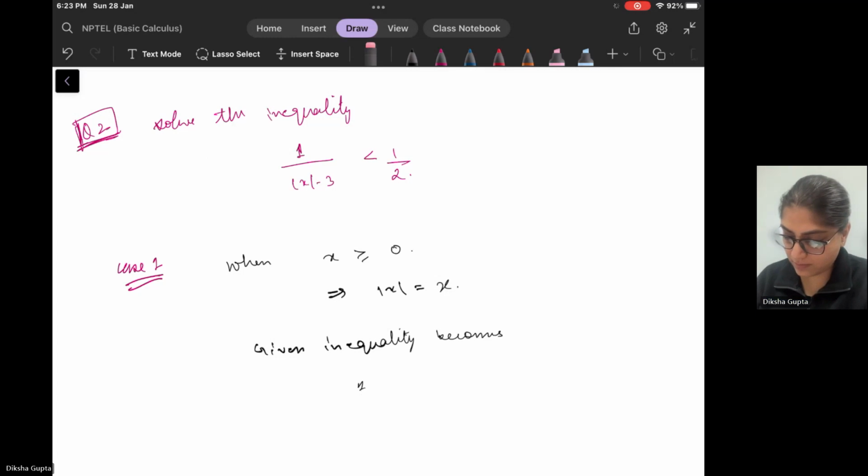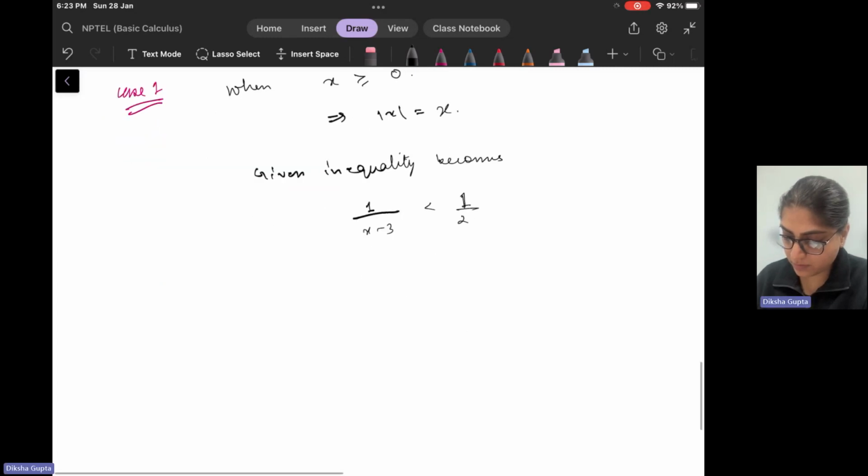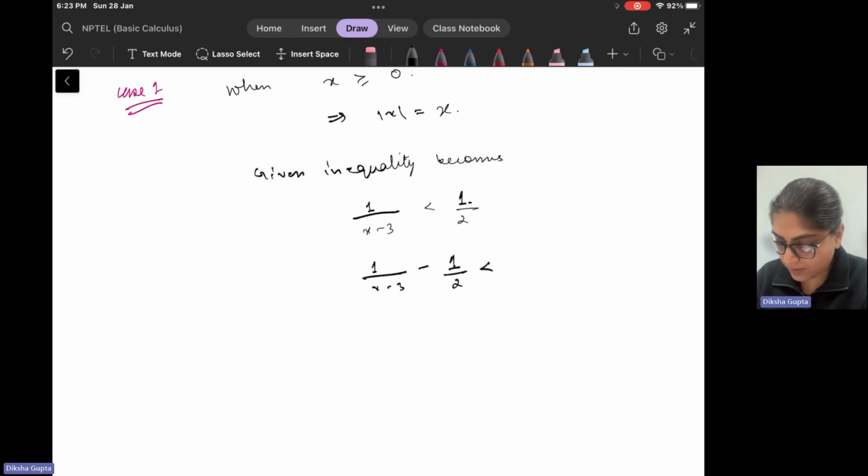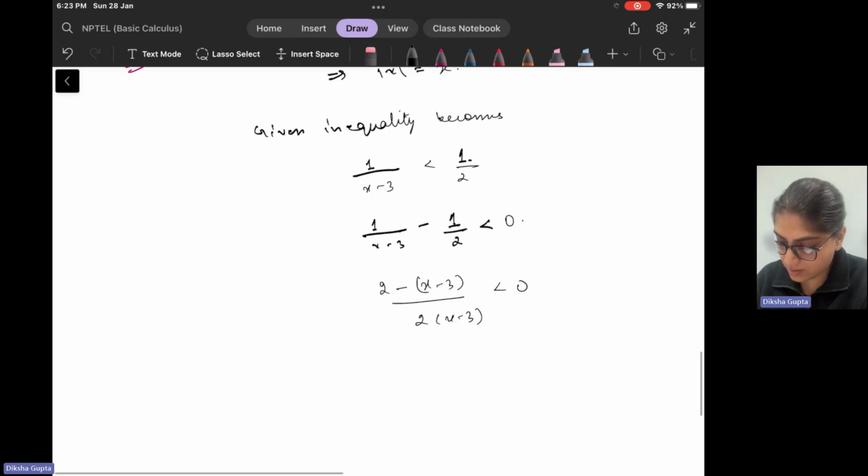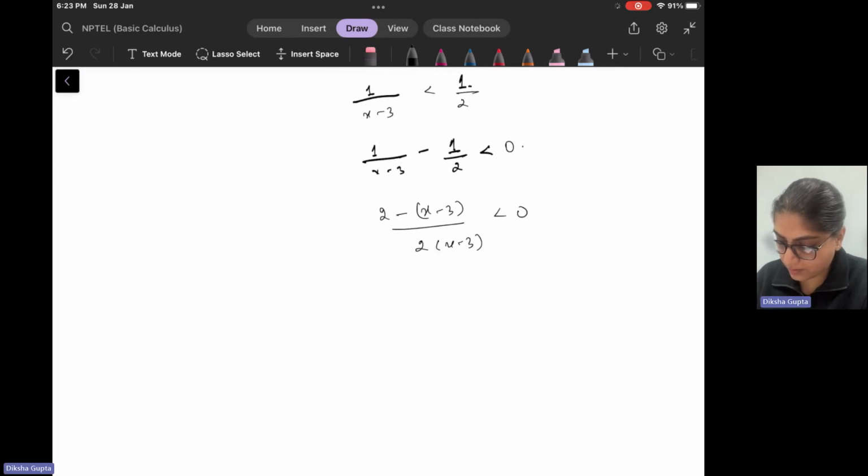1 by x minus 3 less than 1 by 2. So you just have to solve it now. So there can be a couple of techniques to solve this. So I'll just bring each of this to one side. 1 by x minus 3 minus 1 by 2 less than 0. So this will become 2 minus x minus 3 upon 2 into x minus 3 less than 0. So this becomes 2 plus 3, 5 minus x upon 2 into x minus 3 less than 0.